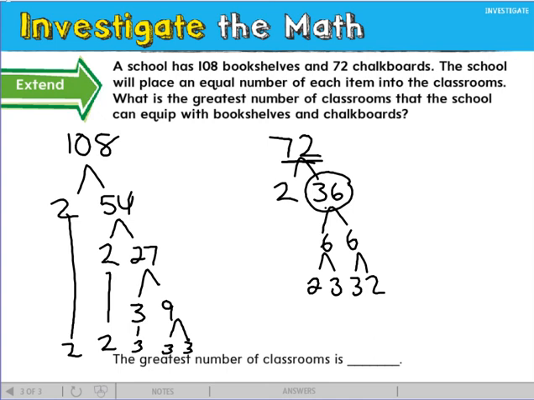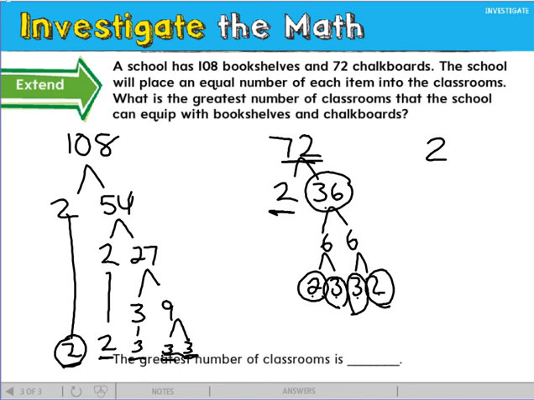So now I'm going to match numbers. I have a 2. Do I have a 2 over here? Yes. I have a 2. Do I have another 2 over here? Yes. I have a 3. Do I have a 3 over here? Yes. I have another 3. Do I have a 3 over here? Yes. I have one more 3. Do I have a 3? No. I have a 2, and I'm out of 2s over here, right? So I have 2, 3, 3, 2.